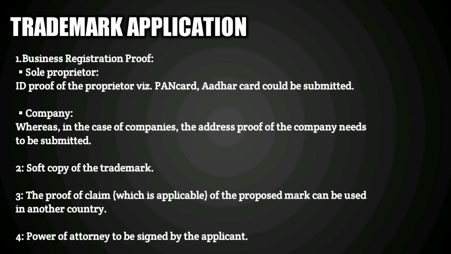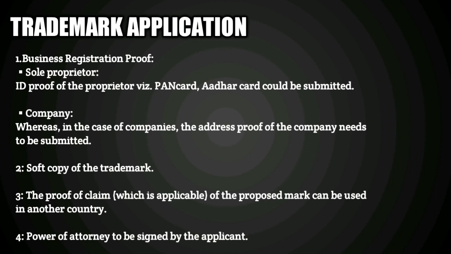Step 2 is to prepare a trademark application. There are certain documents that you have to submit along with the application in order to get your trademark registered. The first one is business registration proof. On the basis of your registered business, for example, sole proprietorship and so on, an identity proof of the company's directors and an address proof have to be submitted. For example, in case of a sole proprietorship, there are certain things which are required. The first thing is ID proof of the proprietor, that is PAN card or Aadhaar card, which could be submitted. In case of companies, the address proof of the company needs to be submitted.